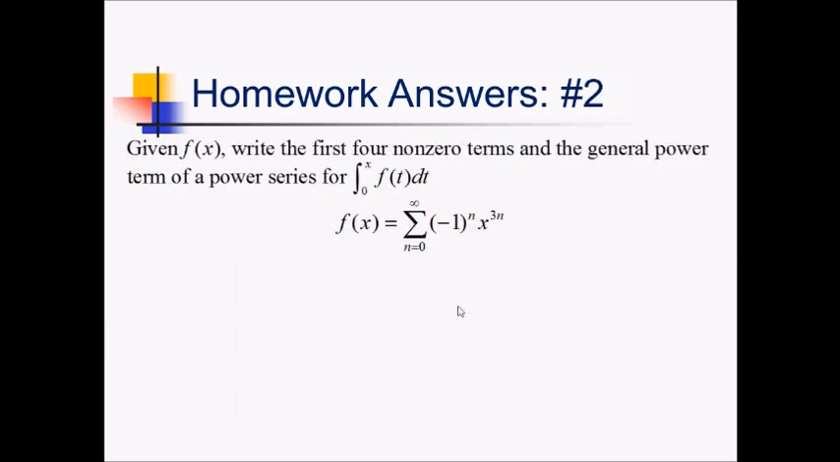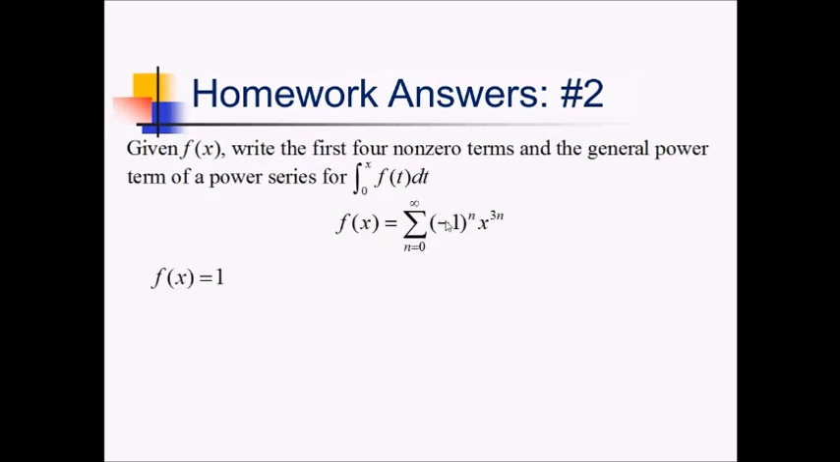For this one, I'm trying to figure out the first four non-zero terms and the general term for a power series of the integral of this function down here. I'm going to start by writing out the original function. Plugging in 0, all this stuff to the 0 is even x to the 3 times 0, so it's all coming out to just 1 for that first term.